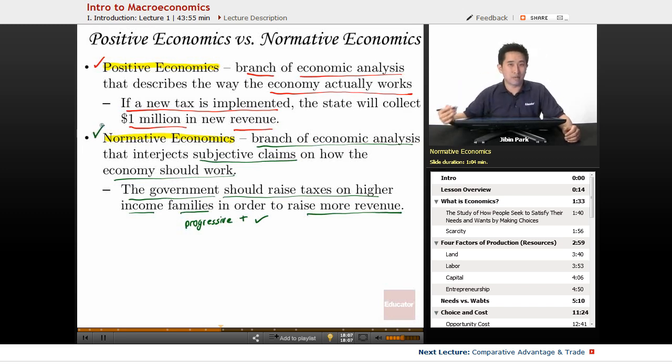So in this course, mainly we're going to deal with positive economics, trying to describe how things work. Whether you should or shouldn't follow these different types of methods, whether you believe in supply side economics or whether you believe more in Keynesian economics, that's actually a separate matter of discussion. So we're going to be dealing more with positive rather than normative.